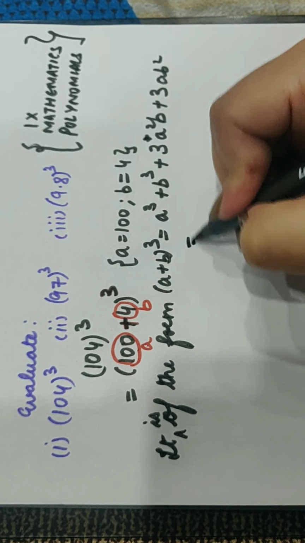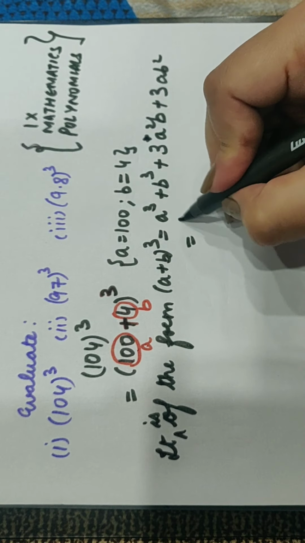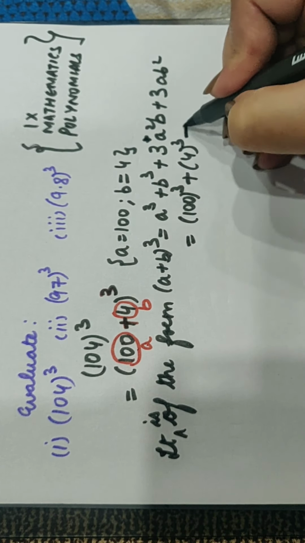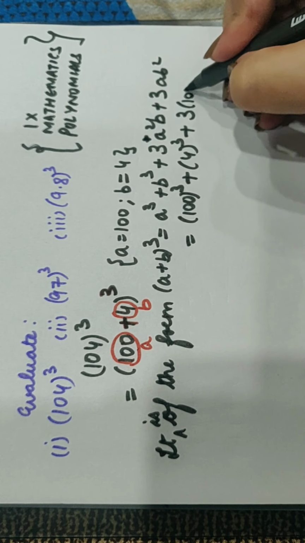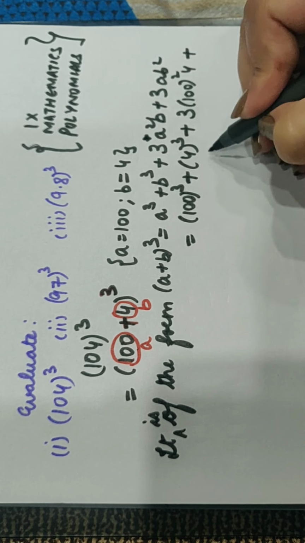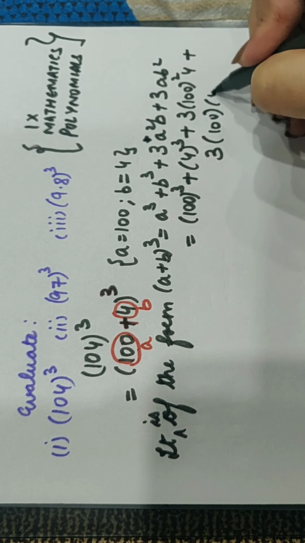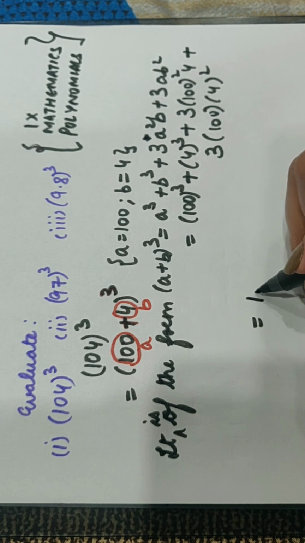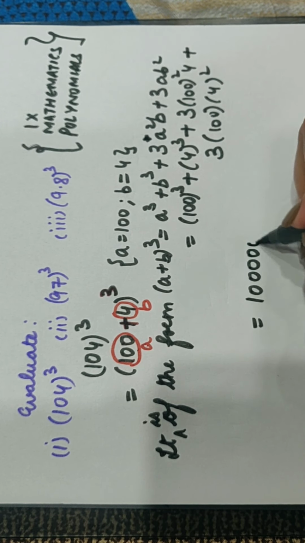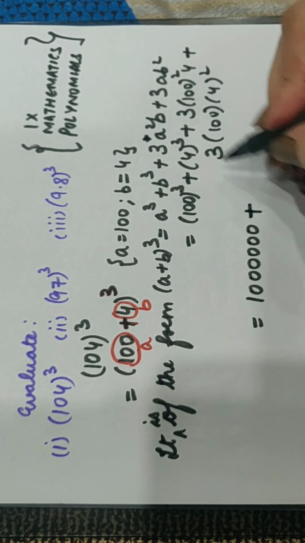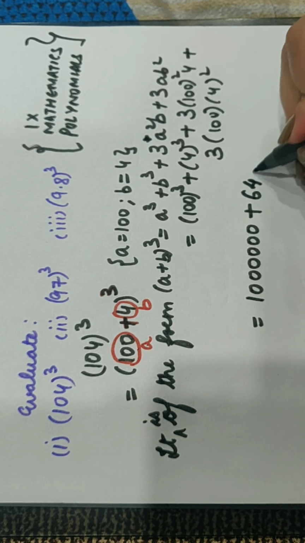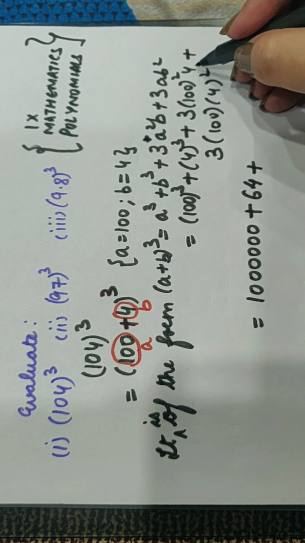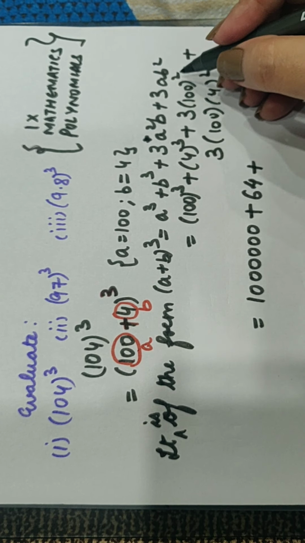Now this will be equal to a cube, meaning 100 cube, plus b cube, meaning 4 cube, plus 3a square b plus 3ab square. Now 100 cube means 10 lakhs, plus 4 cube means 64, plus this is 3 into 100 square into 4. 3 into 4 is 12, into 100 square, that is 10,000.